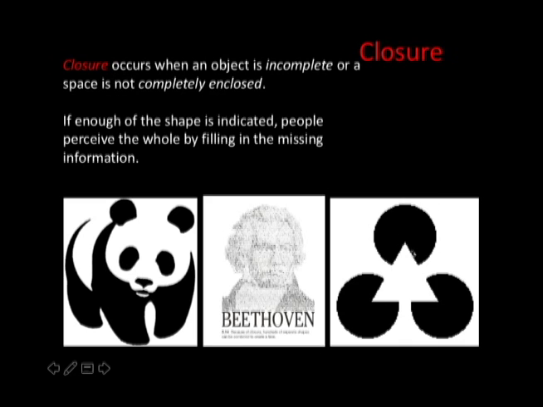The triangle is implied by the angles cut out of these circles, and these aren't really circles. They're really kind of a Pac-Man shape, right? We automatically call them circles because our brains close that shape. That's closure, a very powerful Gestalt principle, which I hope you will be using this quarter.